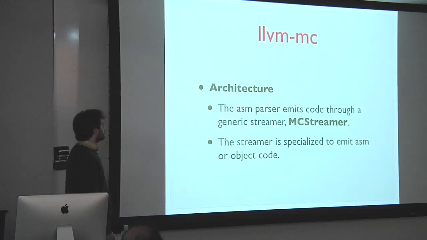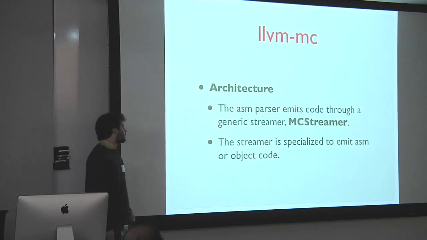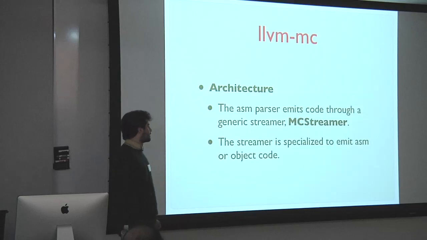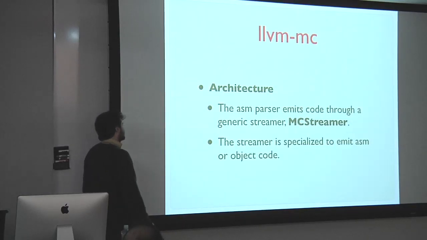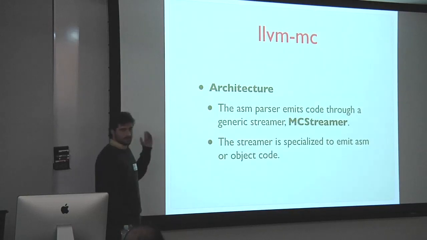So I'm talking about the architecture of this llvm-mc, how it's done now. We have an assembly parser which emits code through an MCWriter. And this streamer can be specialized to emit assembly or object code, as I showed you.